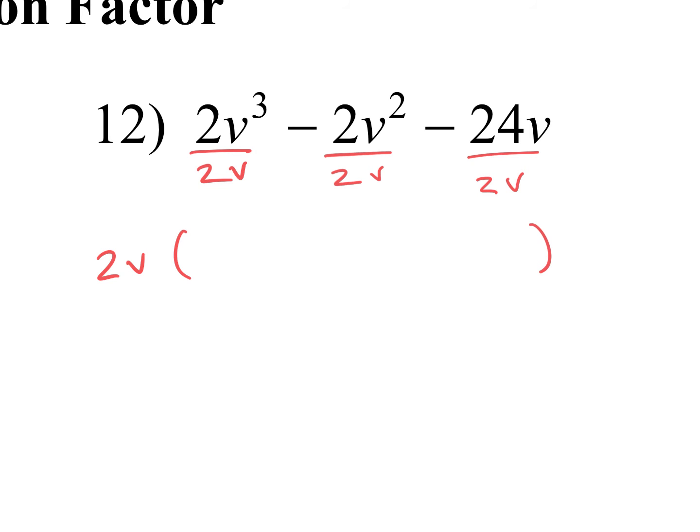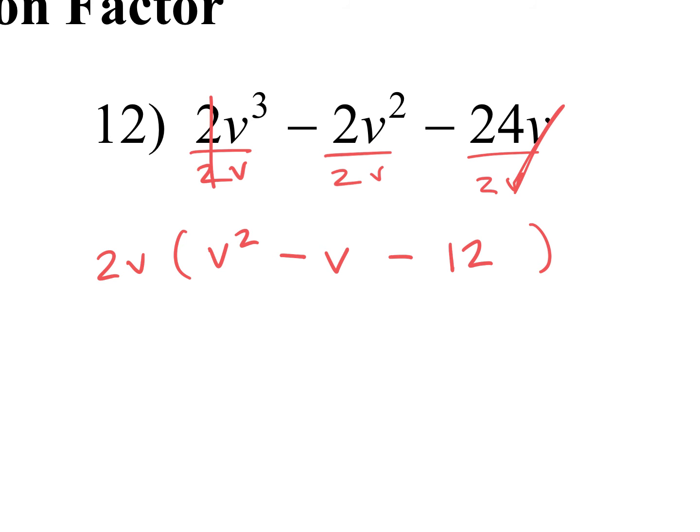What's 2 divided by 2? 1. And if I have 3 v's and I take 1 away, how many am I left with? V squared. And then what's negative 2 divided by 2? Negative 1. And if I have 2 v's and I take 1 away, how many am I left with? 1. What's negative 24 divided by 2? Negative 12. And then the v's go away.